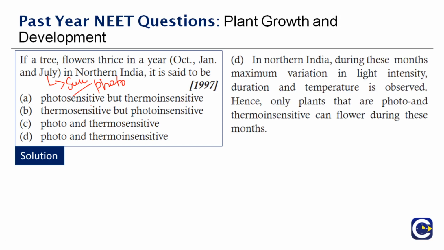Because here, if you see, it's not a continuous period of flowering. After October, it is seen only in January. After January, it is seen only in July. So it means it has a lot of gaps, but in spite of that, it is able to flower. It is because it is photo- and thermo-insensitive. It depends on light, but it is not fully dependent on light. Again, it is dependent on temperature but not fully dependent upon the temperature. It can withstand and grow. Therefore, the correct answer is option D.